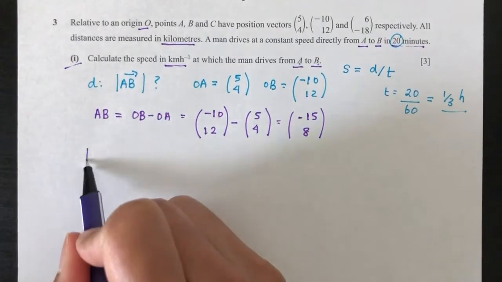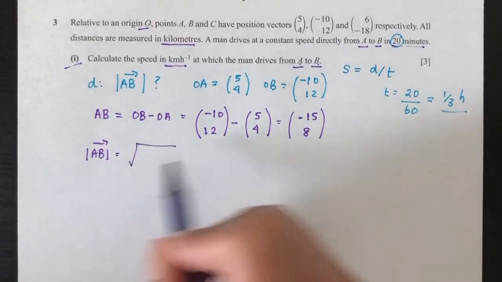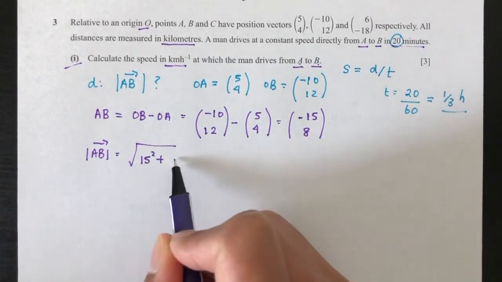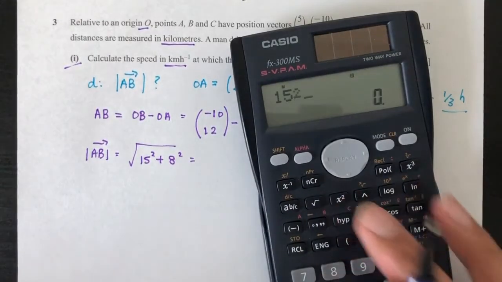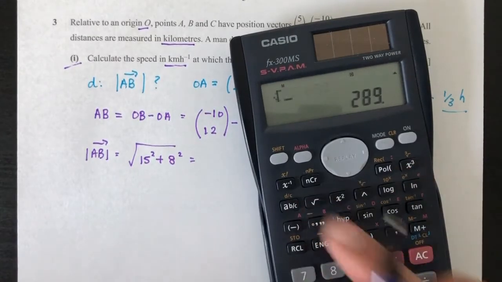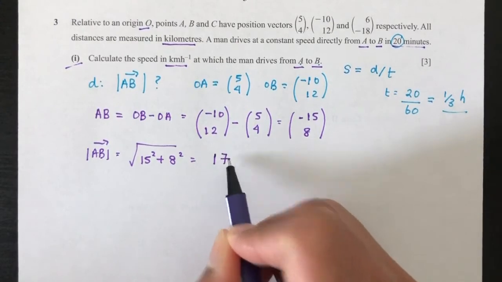Now what is the magnitude of AB? That will be square root of 15 squared plus 8 squared. So 15 squared plus 8 squared, square root, that should be 17. So magnitude of AB is 17.